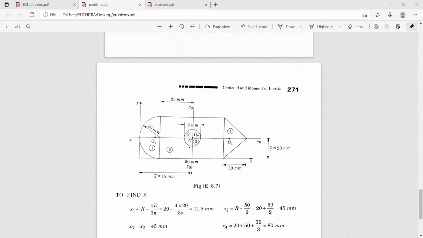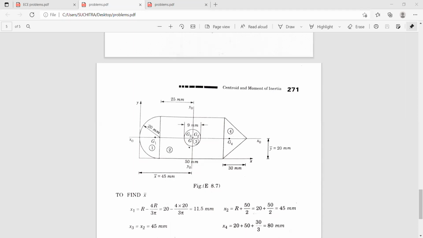Now let us find the values of x1, x2, x3, x4. Now x1 is from this point, from G1 to the y-axis. So this is x1. Now we want this distance, but you know the radius is 20 millimeters. From this point to this point it is 20. So the centroidal distance of the semicircle with respect to base is 4r by 3 pi. So x1 is 20 minus 4r by 3 pi, that is r minus 4r by 3 pi. It works out to be 11.5 millimeter.